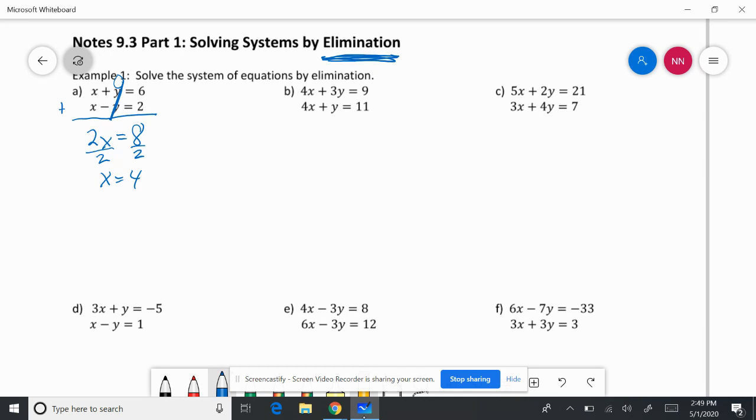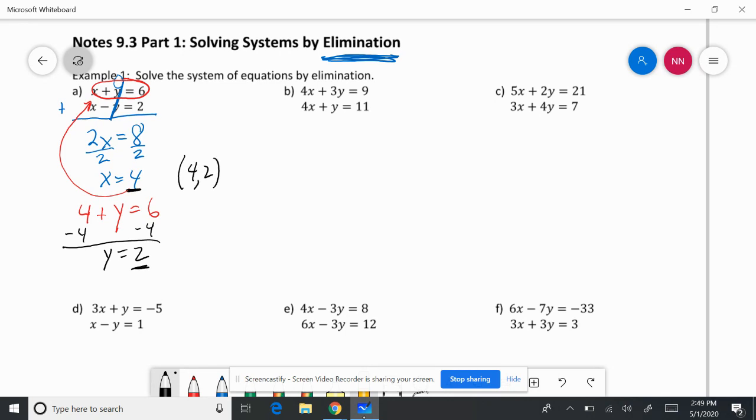So we have to pick one of the two equations. I'm going to pick the top equation. I'm going to take the 4, and I'm going to substitute it back in for the x. So I get 4 plus y equals 6. Now I'm going to solve for y by subtracting 4, and I get y is equal to 2. Remember, we want an ordered pair, so my ordered pair, x comes first, y comes second, is (4, 2).